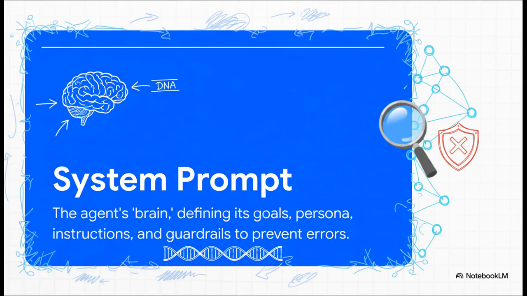Now, let's talk about the system prompt. You can think of this as the agent's brain, or maybe even its core DNA. This isn't just a one-line instruction. It is a detailed document that spells out everything: its personality, its goals, its instructions, and, super important, the guardrails that keep it from going off track. It's the difference between saying, "Summarize this report," and saying, "You are a senior financial analyst. Summarize this Q3 report for the CEO, focusing only on key risks and opportunities, and use a formal but concise tone." See the difference? That detail is what makes an agent predictable and reliable.